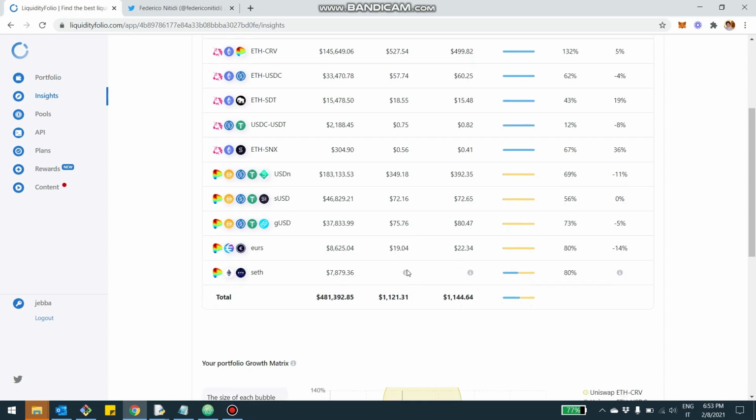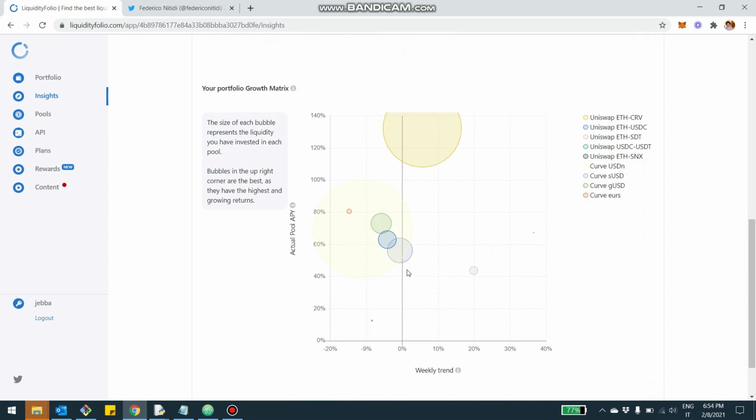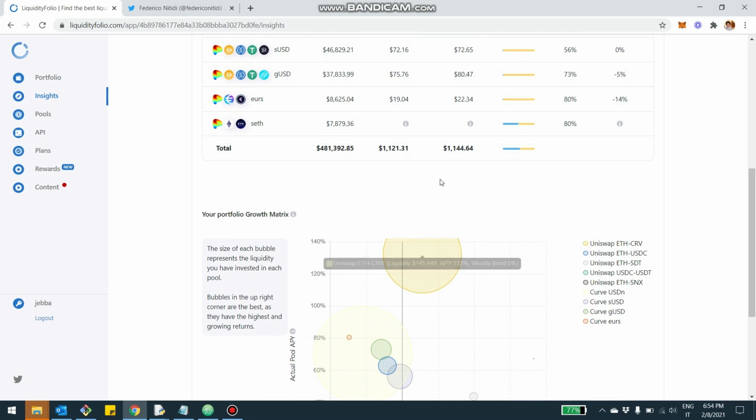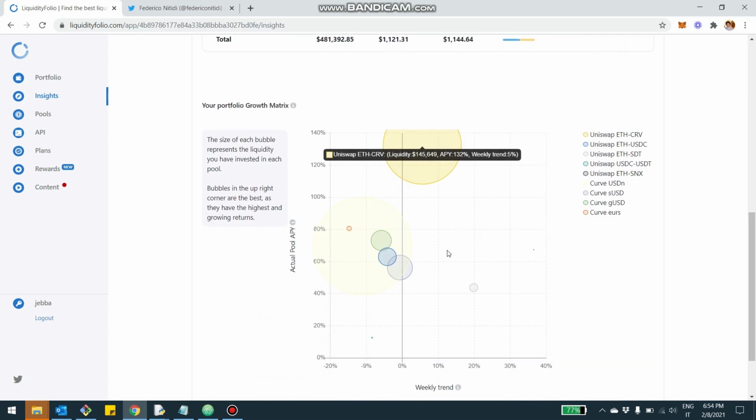So the last part of the insight is a bubble chart, which condenses a few columns from the table above. First, each bubble represents a pool that you invested in. By the way, if you hover on top, you're going to see the different data points. The size of the bubble represents the liquidity.